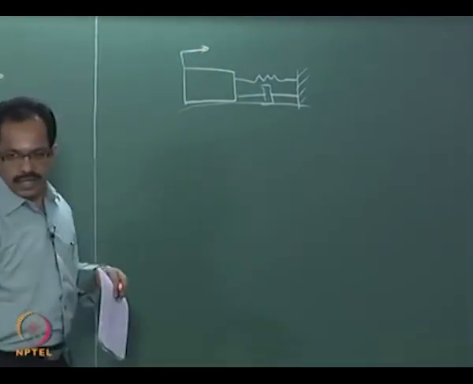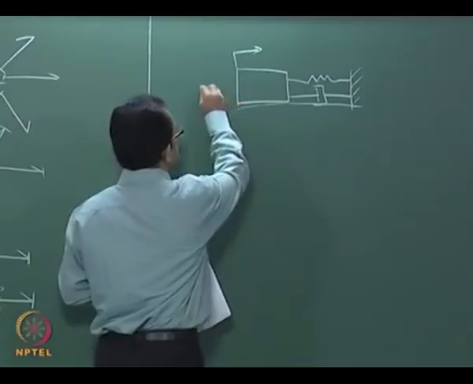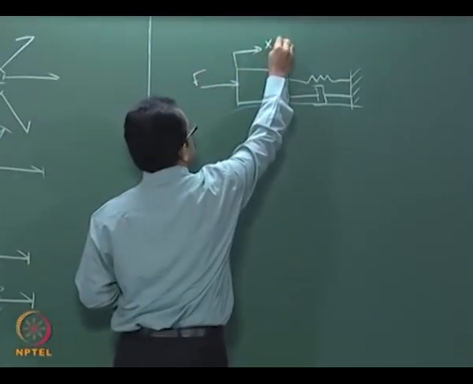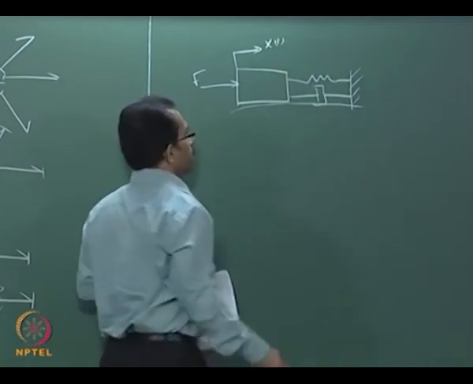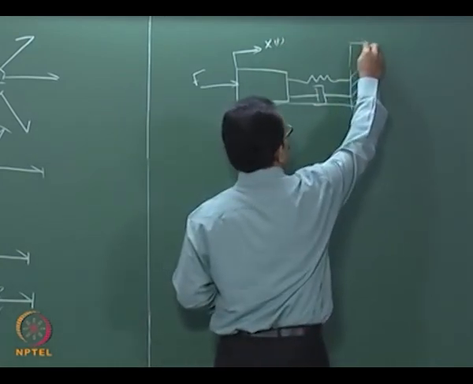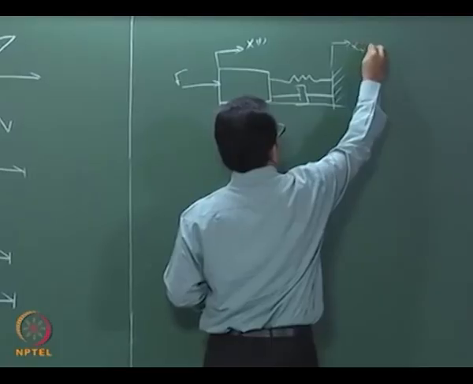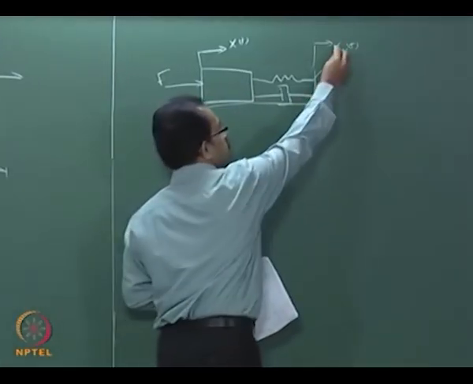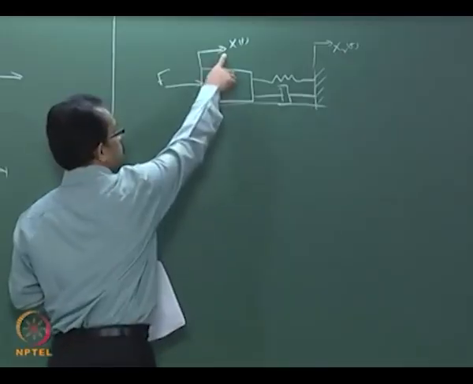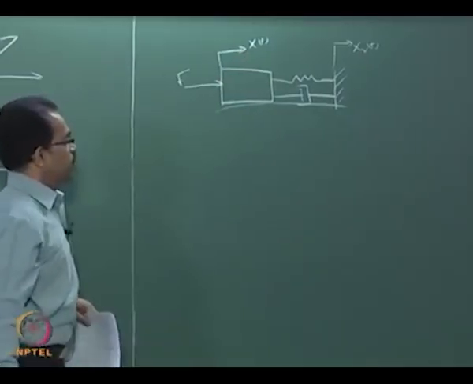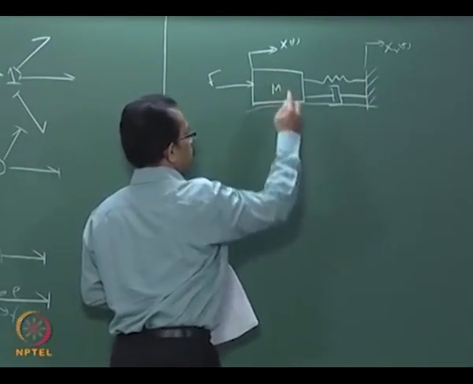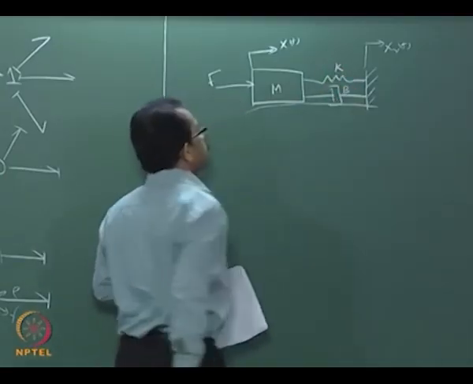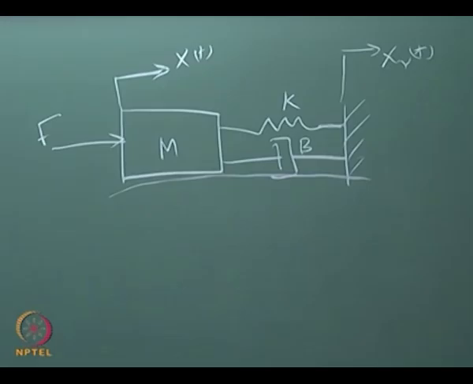So you can see here the system is subjected to a force, and this is the displacement x(t), and you can assume that there is a reference velocity also, x_r(t). Of course, if it is fixed then it will be 0, otherwise it can be represented as x(t) and x_r(t) as the reference. This is the mass, this is the spring constant k, and this is the damping coefficient b. So this is the mechanical system.